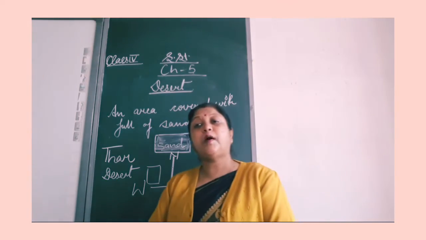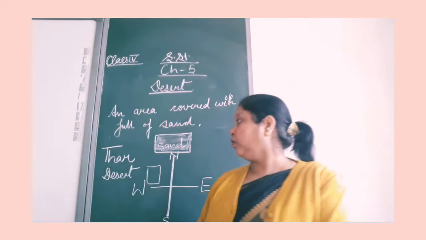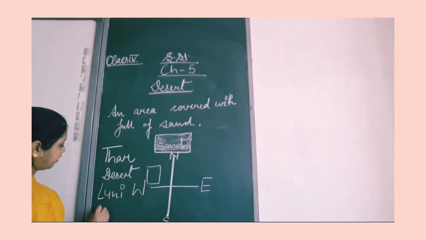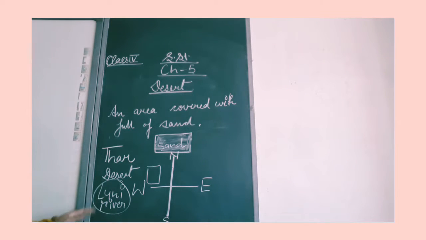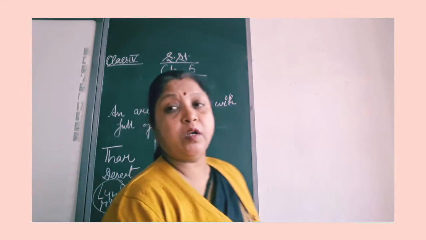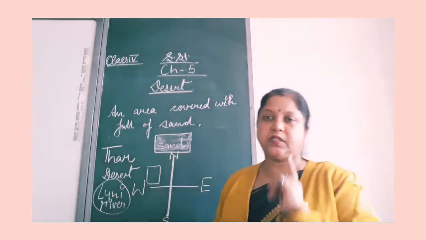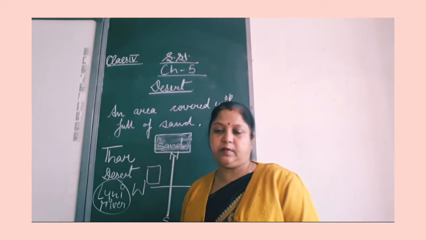And when we talk about the river, there is only one river, which is known as Luni river. In Thar Desert, we can see only one river, that is Luni river, and it is a seasonal river. Okay, which type of river is this? It is a seasonal river.